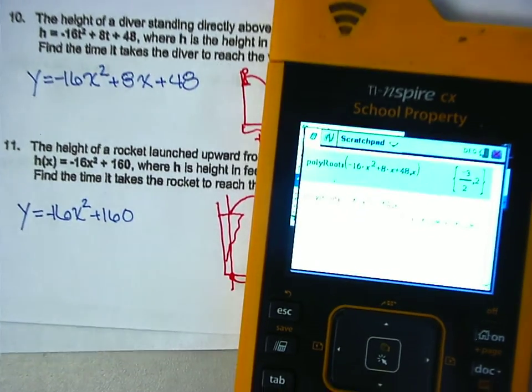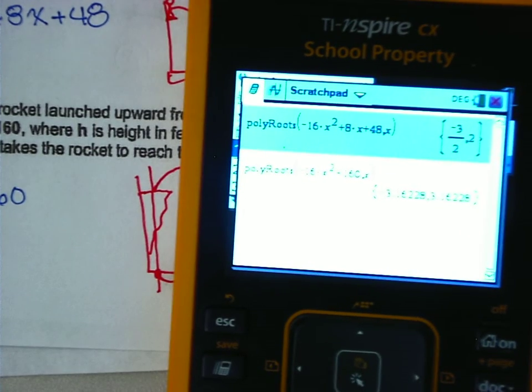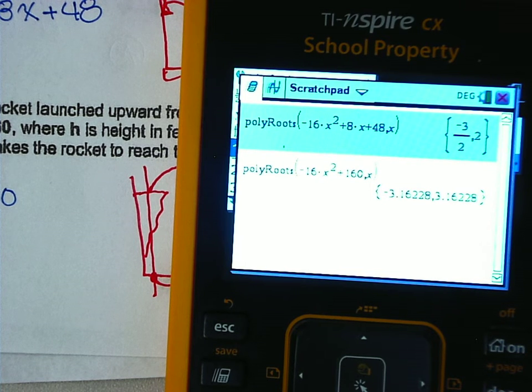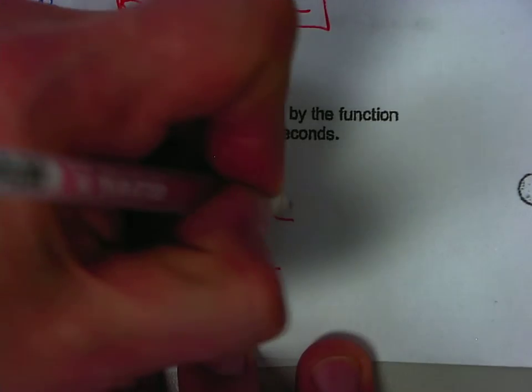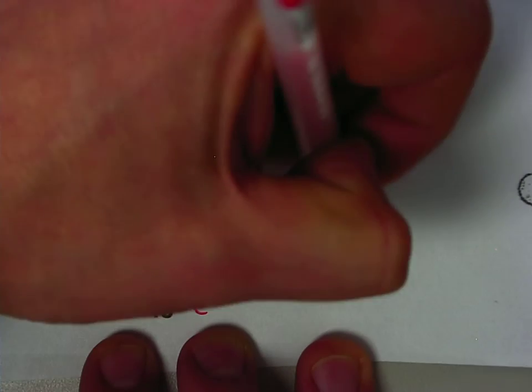Let me go ahead and zoom in and dim this a bit so we can see it and hopefully make some logical sense out of our answer. We have 2 answers. We know the rocket can hit the ground twice. And we have a negative time answer and a positive time answer. If you have your calculator, the first answer is negative 3.16, and then we have the positive version of that. Obviously, we don't have negative time, so that negative answer is irrelevant. So it takes about 3.16 seconds for this rocket to hit the ground. So we'll say t approximately equals 3.16 seconds.